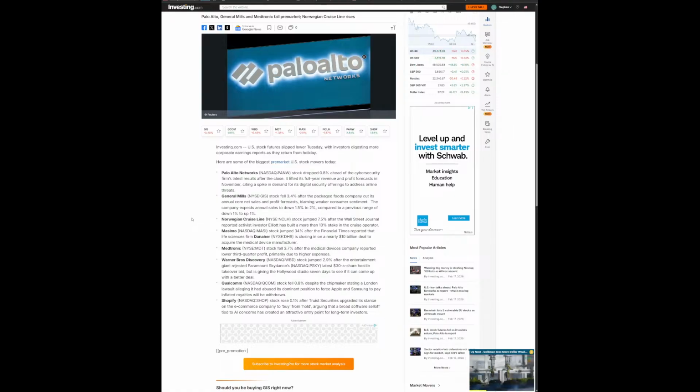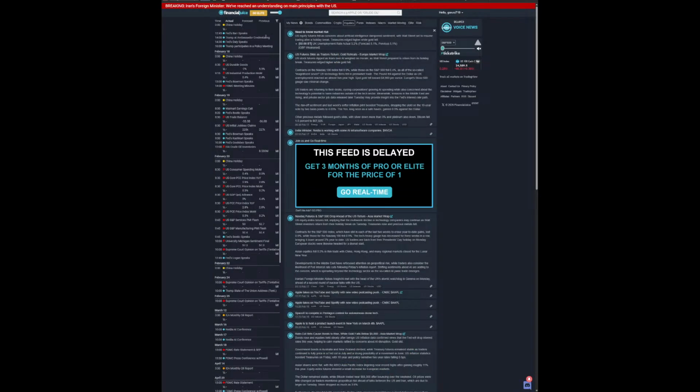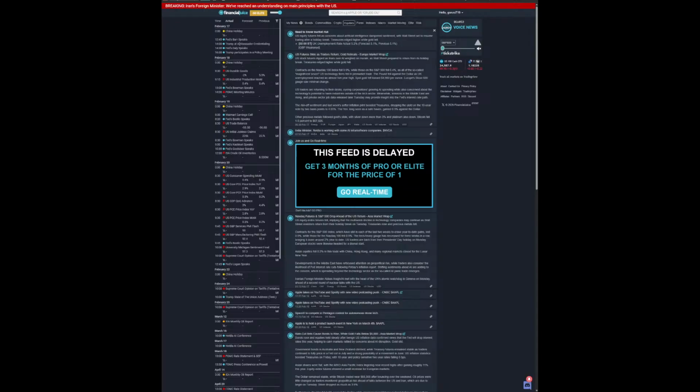Qualcomm stock fell 0.8% after the chipmaker was named in a London lawsuit alleging it had abused its dominant position to force Apple and Samsung to pay inflated royalties. Shopify stock rose 0.1% after Truist Securities upgraded its stance. All right. Now, this looks like it's a China holiday. That could cause, well, our VIX is up, but I think in a lower VIX environment, this could maybe have the market be a little quieter.